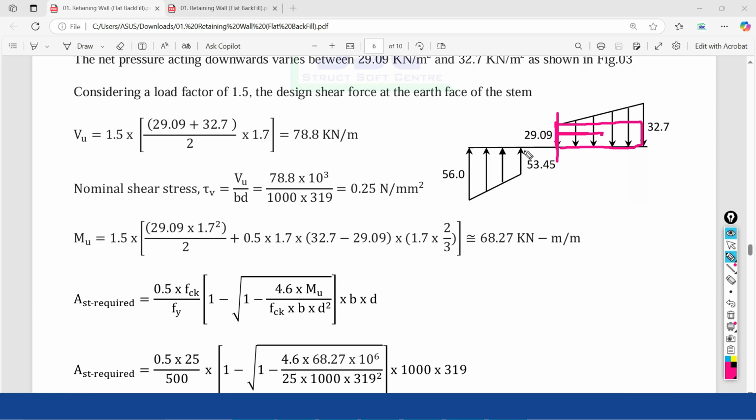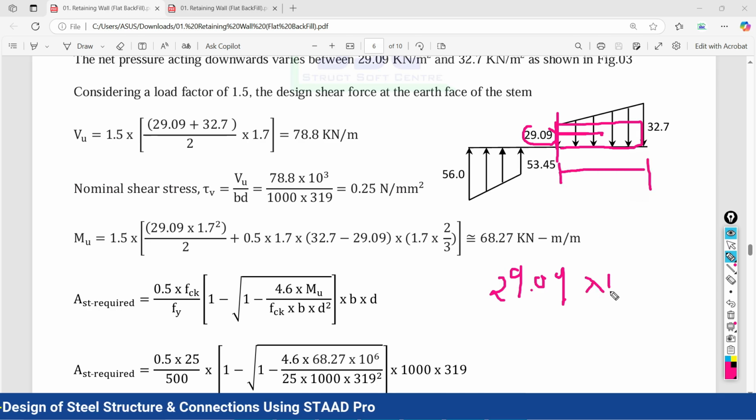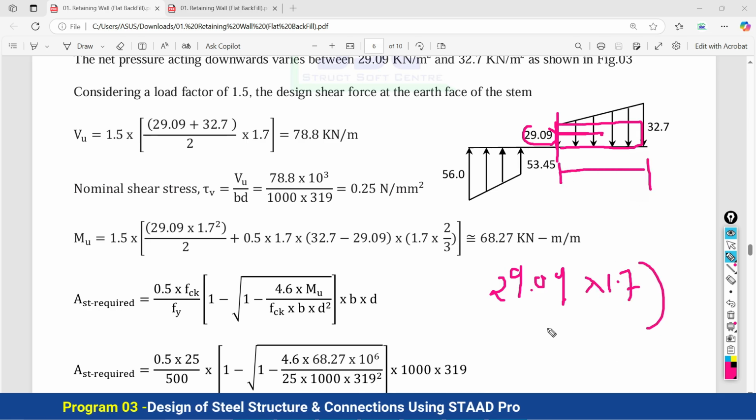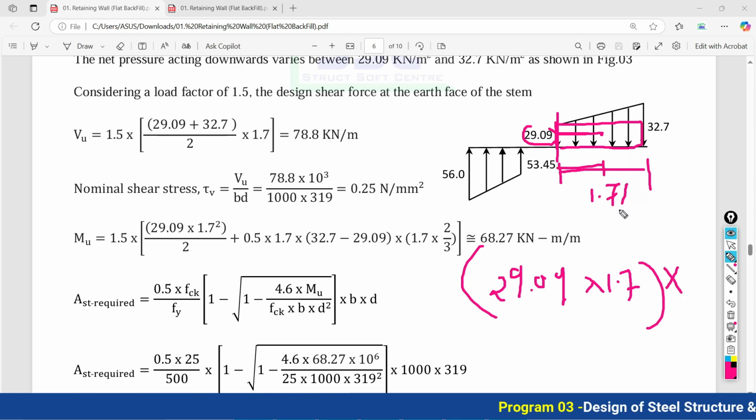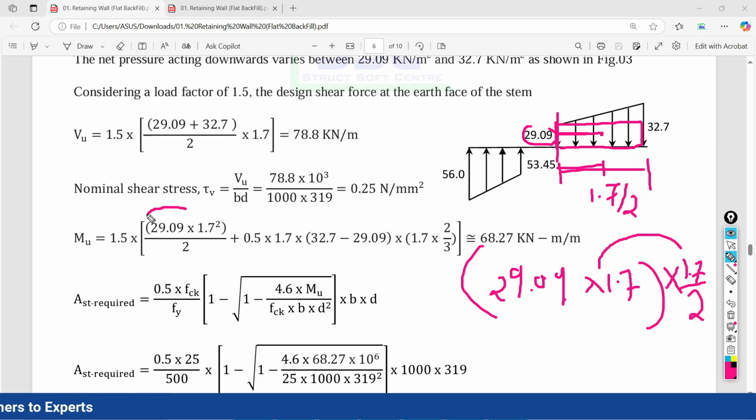So here, 29.09 multiplied with the width of your heel slab, that is 1.7. This overall is going to be multiplied with half of this width, that is 1.7 divided by 2. So 1.7 squared divided by 2 multiplied by 29.09. All these terms are actually present here.